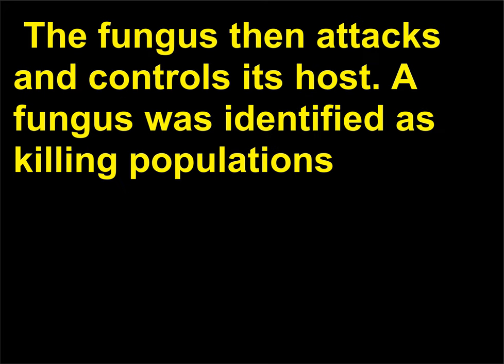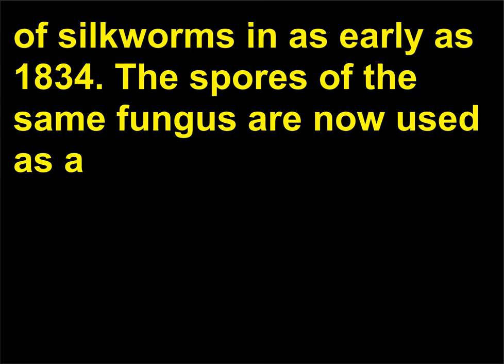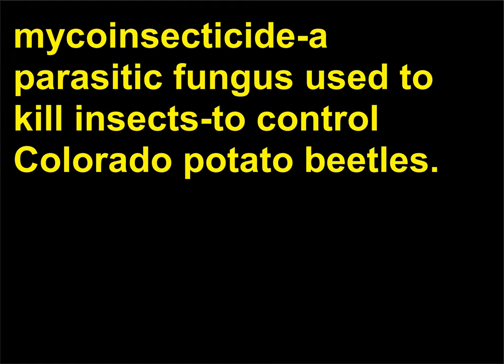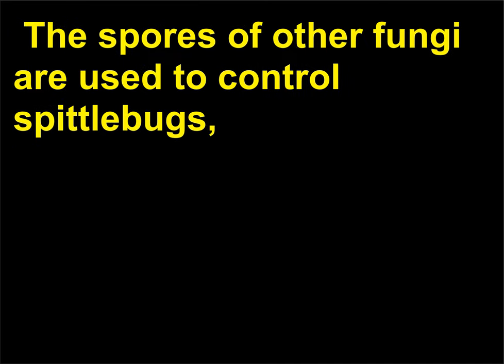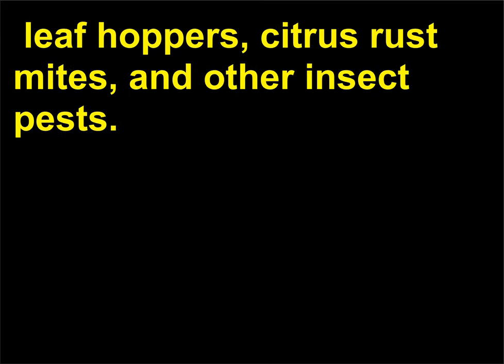A fungus was identified as killing populations of silkworms as early as 1834. The spores of the same fungus are now used as a mycoinsecticide, a parasitic fungus used to kill insects, to control Colorado potato beetles. The spores of other fungi are used to control spittle bugs, leaf hoppers, citrus rust mites, and other insect pests.